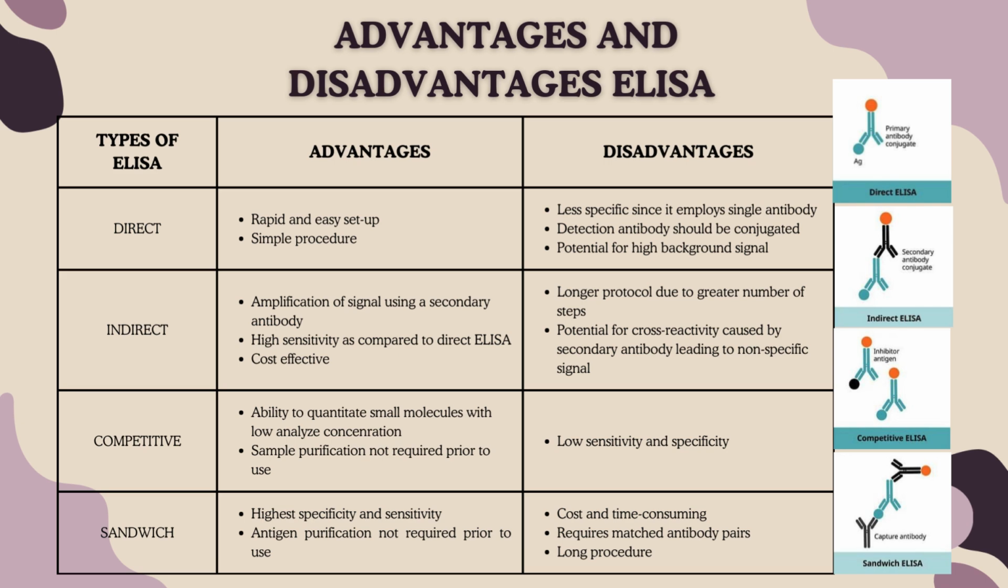The second one is indirect. Advantage of indirect is application of signal using a secondary antibody, high sensitivity as compared to direct ELISA, and cost effective. Disadvantage of indirect is longer protocol due to greater number of steps, potential for cross-reactivity caused by secondary antibody leading to non-specific signal. The third one is competitive.